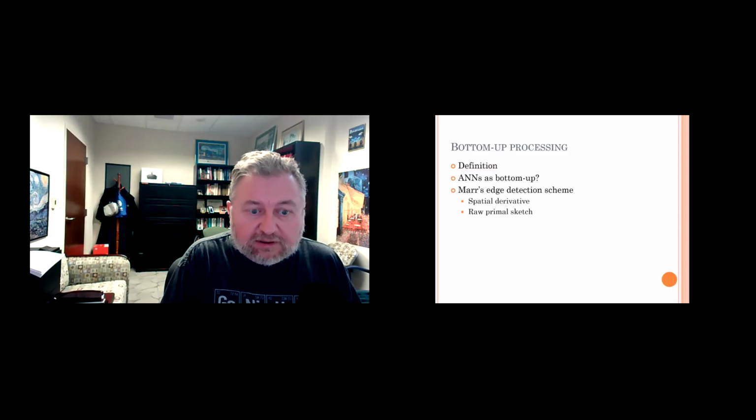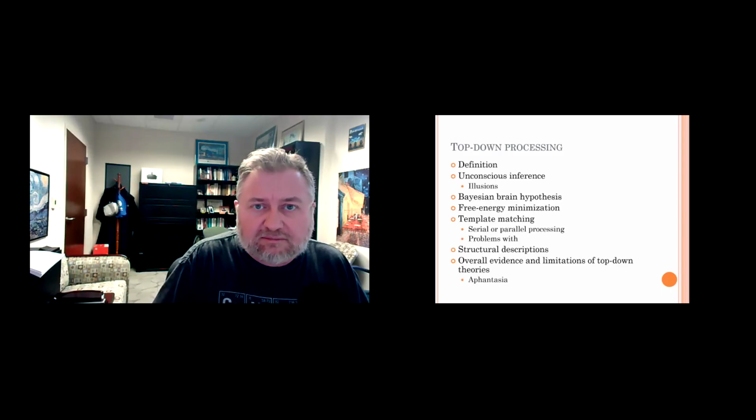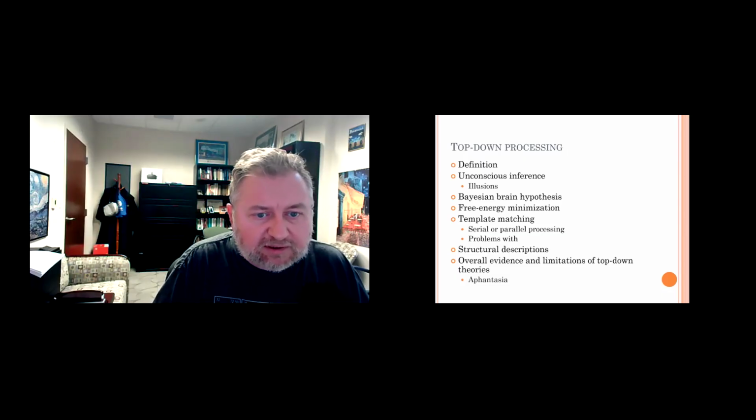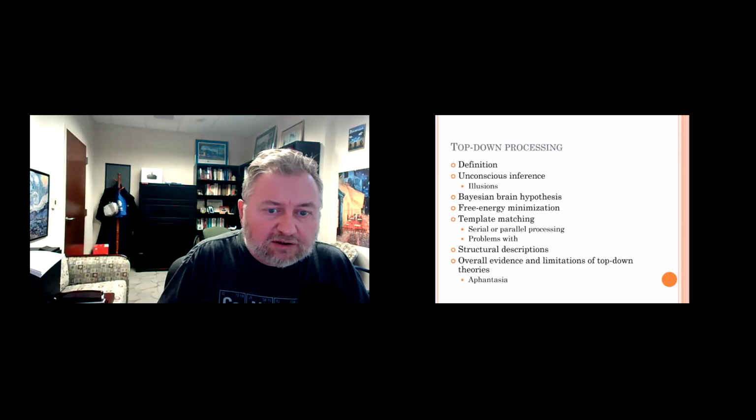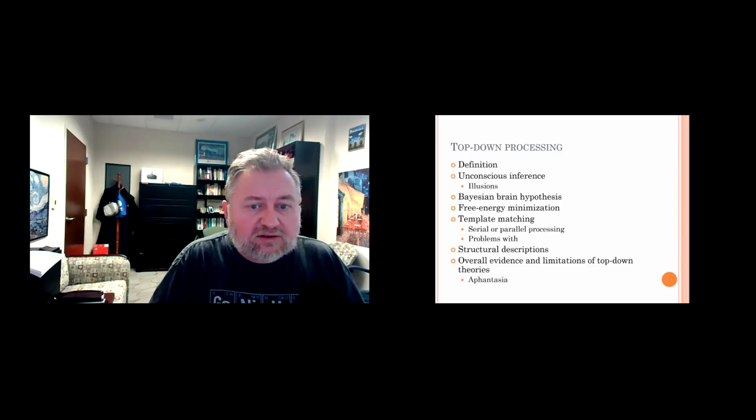So additional information needs to be brought in to help us get there. This is where Marr's theory doesn't really cover all of the bases. So now we've got to bring in top-down processing. And we talked about the classical Helmholtzian idea of unconscious inference, that we just unconsciously appeal to past experience to help us interpret the meaning of sensations.